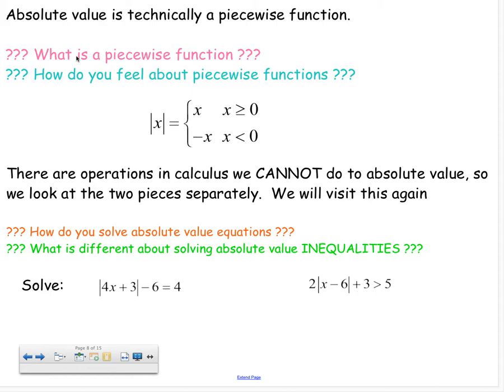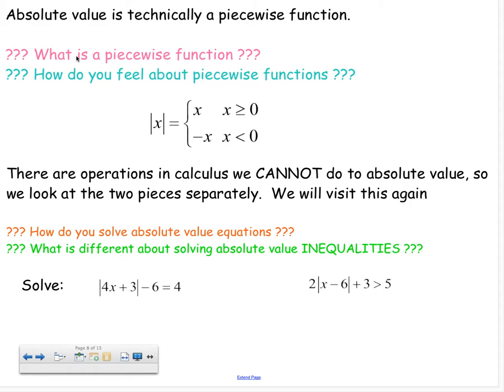There are operations in calculus that we cannot do to absolute value, like take the derivative and take the antiderivative or the integral. So when we do absolute value in calculus, sometimes we have to think of it as two different functions, either the positive piece or the negative piece. We'll be talking about this more again.